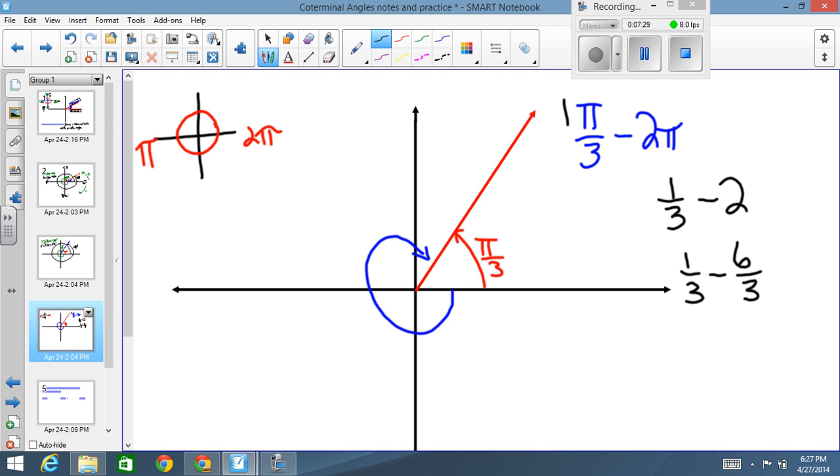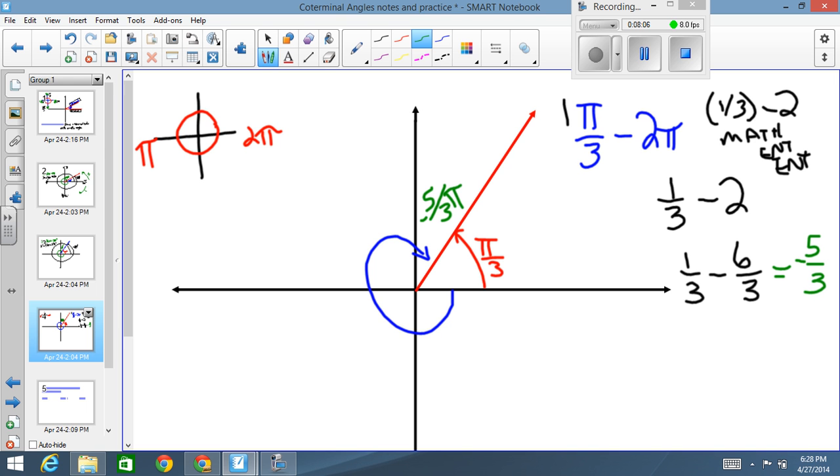Now in the calculator, you can do open parentheses 1 divided by 3 minus 2. It's going to give you a decimal. I don't want a decimal. So you're going to have to convert that decimal back to a fraction in your calculator. If it's a graphing calculator, that's math, enter, enter. But for the sake of just doing this longhand, 1/3 minus 6/3, that's a negative 5/3. So this angle, as I go all the way around, is a negative 5/3 pi.